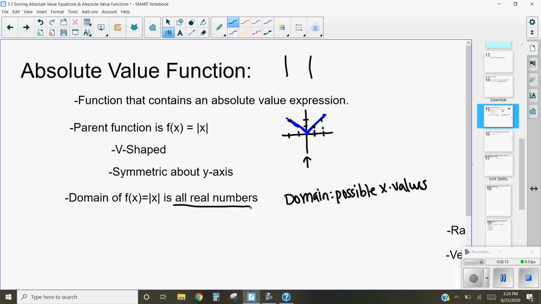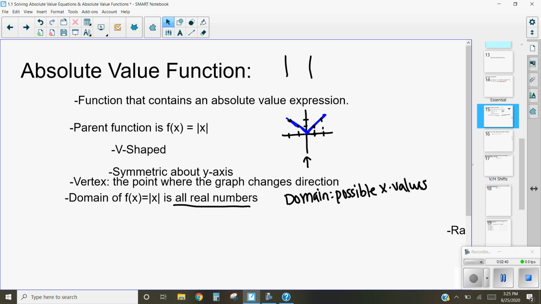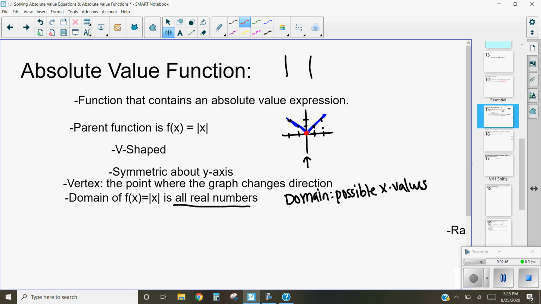And I'll give you a tip. The domain for absolute value functions in general is almost always all real numbers, because we're looking at a function that goes all the way from negative whatever number we want to go to. It'll go to where 0 is, and it'll keep going, or it'll go to where that change in slope occurs. That change in slope is called our vertex, and that's where our graph changes direction. So right here is that change in slope, that red dot. It changes directions from going down to up. That's our vertex.